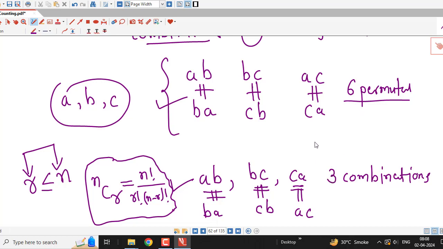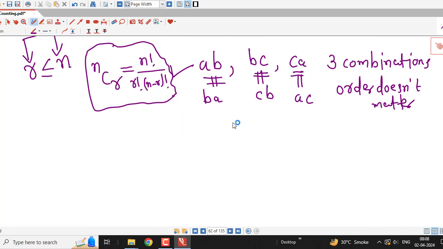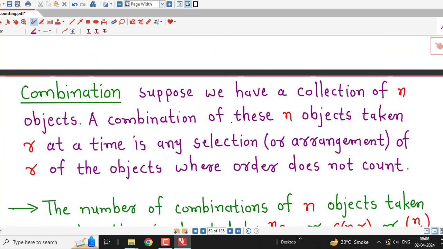Permutation and combination both are arrangements. In permutations, order matters. In combinations, we are not giving importance to the order. So here order does not matter, and in permutations we consider ordered arrangements. So that is all about combination.